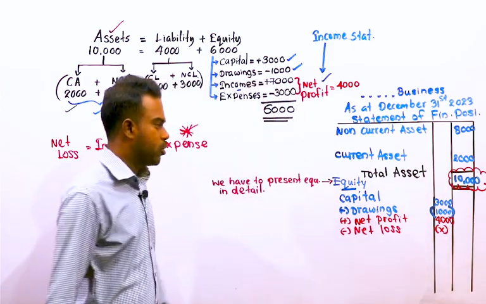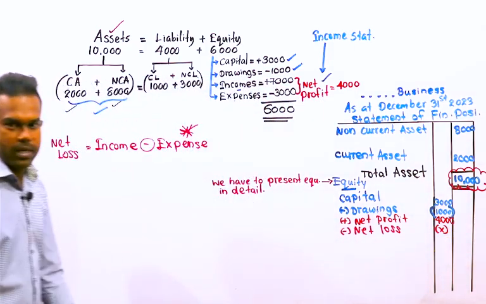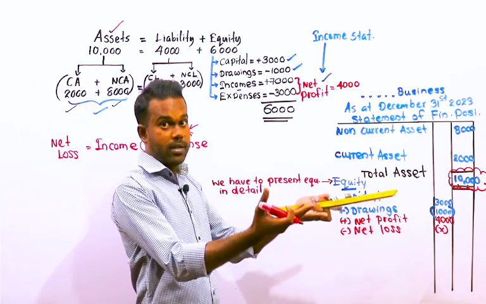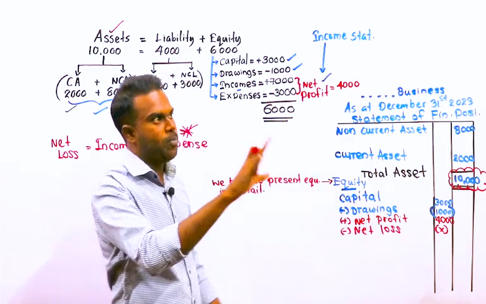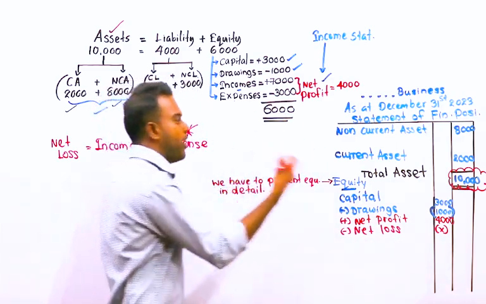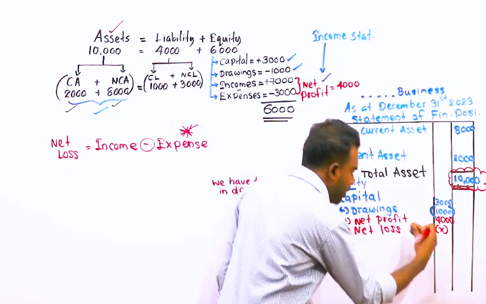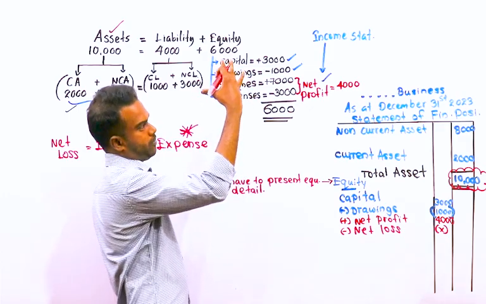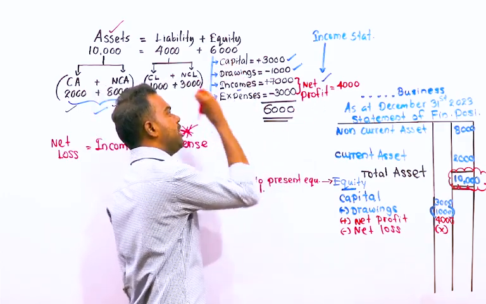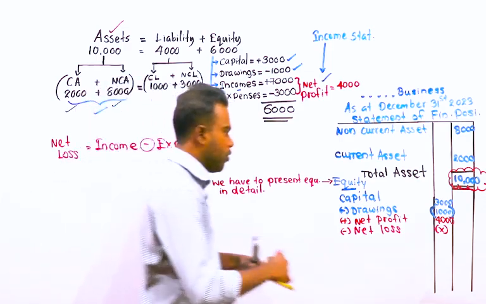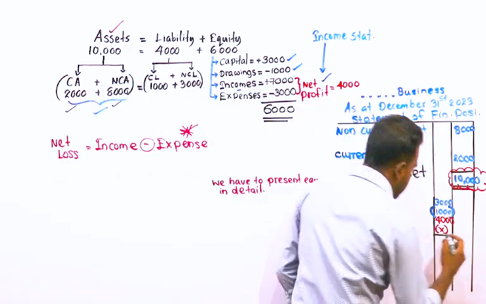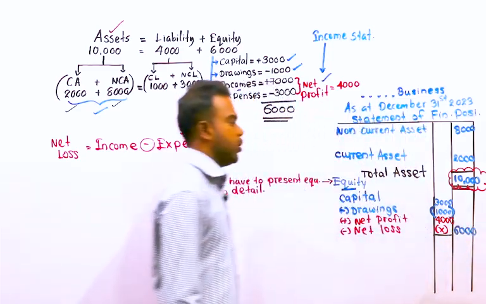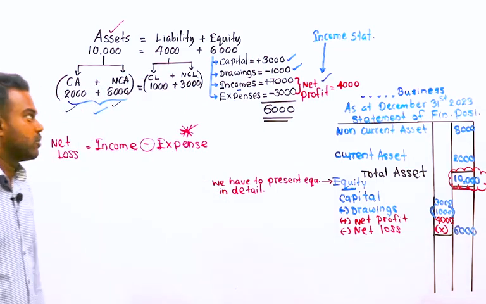If there is no net loss, make a cross mark. You can't identify net loss and net profit at the same time. Definitely, there should be only one. If there's net profit, you have to add it. If there's net loss, you have to deduct it from the equity. Net loss means the expense figure has increased higher than the incomes. Net profit means incomes higher than the expenses. Therefore, finally, you have to get equity total, make 6,000. And you have to present the equity in detail. Now equity is okay.